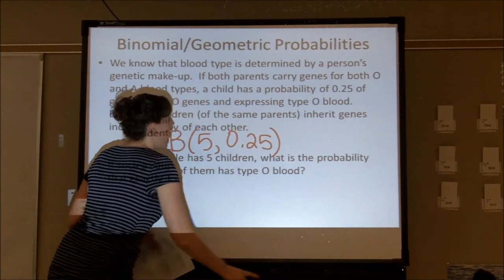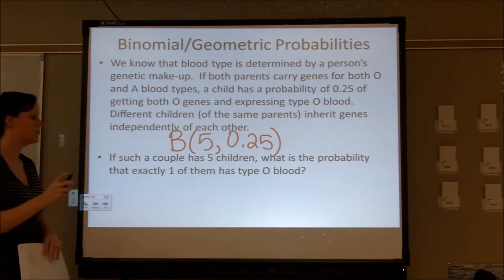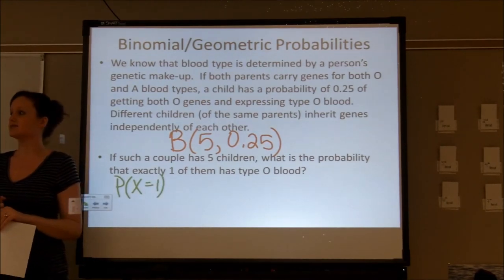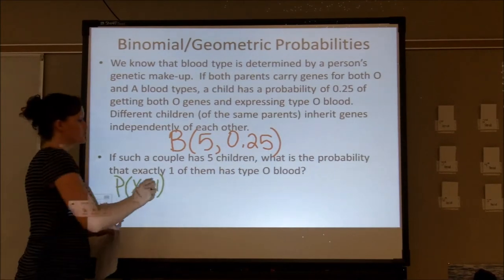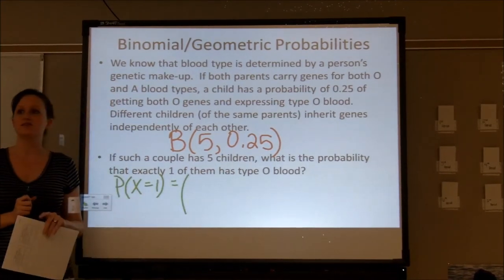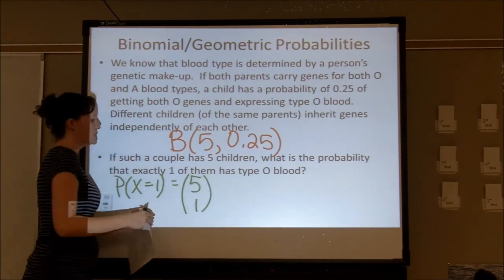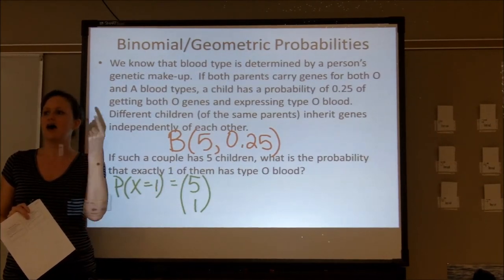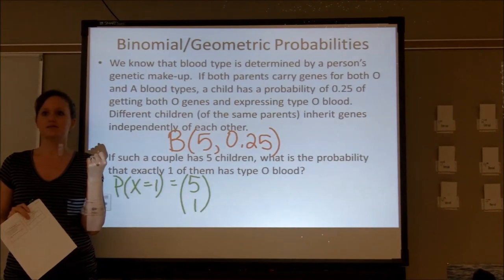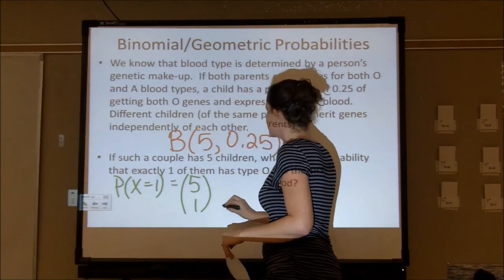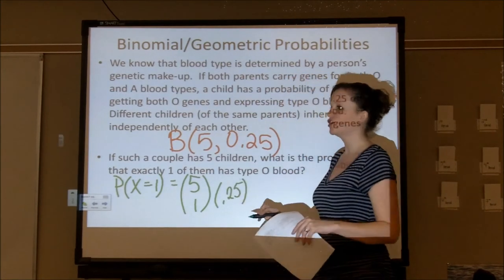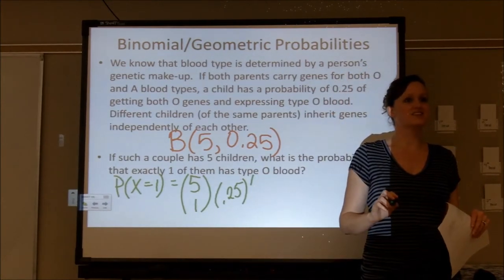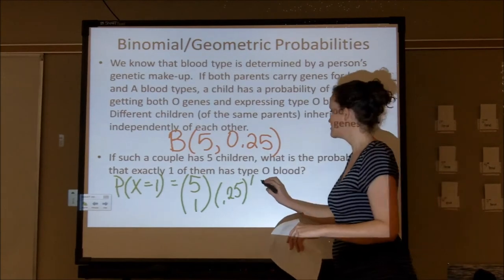Okay. I want the probability that exactly one of them has type O blood. So I say probability that X is equal to 1, meaning I have exactly one success. Okay. So now I do the tall, skinny parentheses. And this stands for 5 choose 1. This is the number of ways of arranging one type O blood kid out of 5 kids. And then I take the probability of success. And what do I raise it to? 1, the number of successes. Is this kind of coming back? Okay, thank goodness.